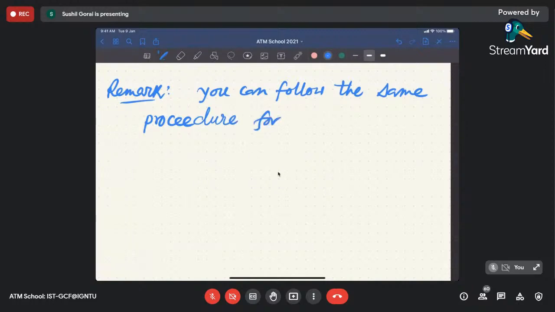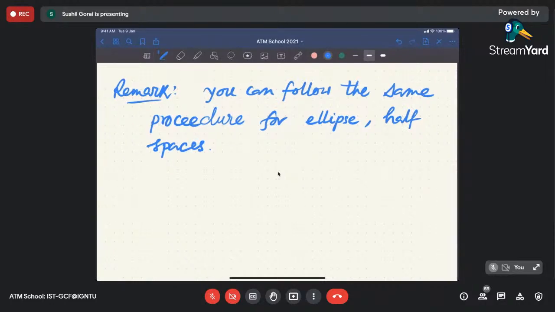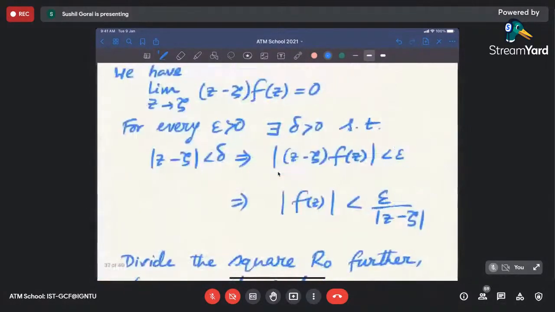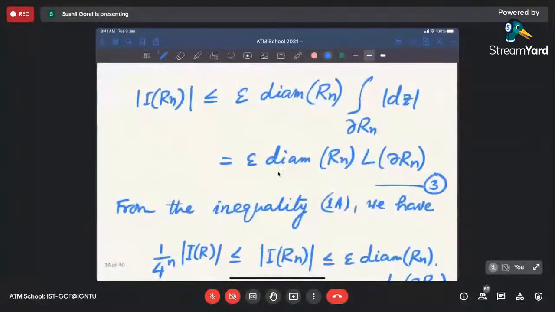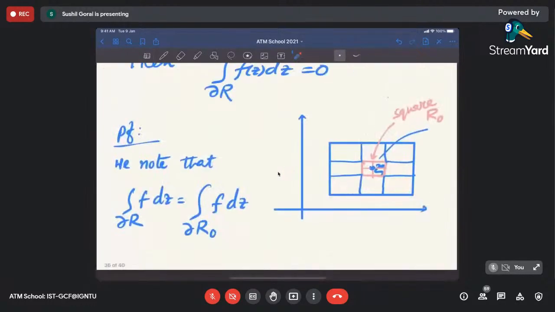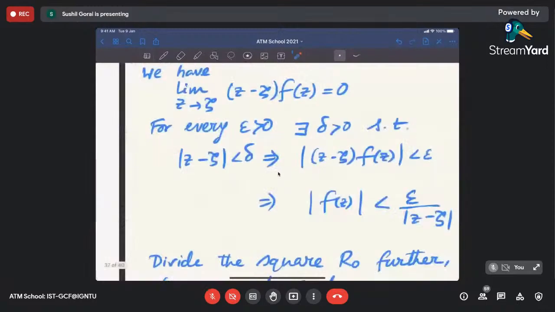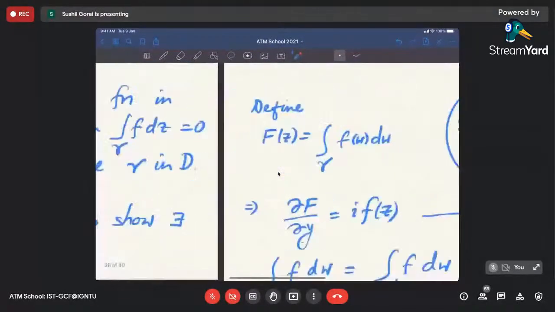So you can follow the same procedure for an ellipse, half spaces, and so on. And you can modify the argument a little bit here to get star domains, star set domains. I'm not going to go into these things.